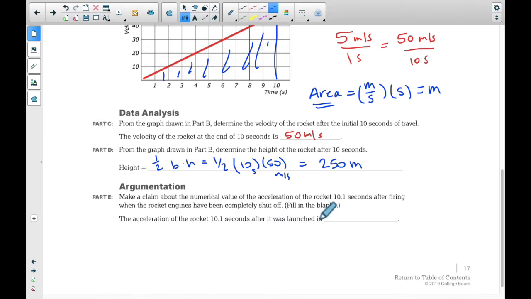Okay, this next one, you really have to think about the problem. It says, make a claim about the numerical value of the acceleration of the rocket 10.1 seconds after firing, when the rocket engines have been completely shut off. Okay, so this rocket fires up at 5 meters per second squared, and then the rockets turn off. What's going to happen?